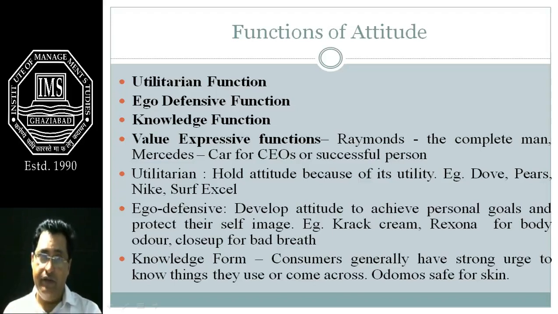So this is your functions of attitude, the four functions. The utilitarian is all about the attitude which you develop in terms of usefulness. Then ego defensive, yes, sometimes you also develop a negative attitude. So how to cope with that negative attitude, how to protect your ego? Like if there's a problem of body odor, generally it diminishes your ego. If you have a bad breath problem, again it diminishes your ego, right? So you go for the ego defensive. And the last one is the knowledge form.